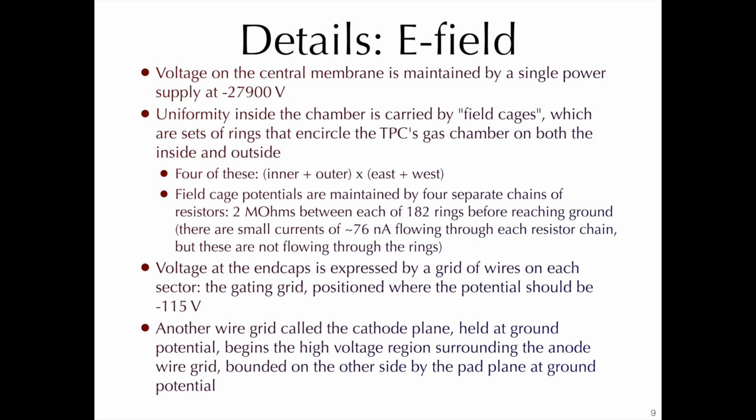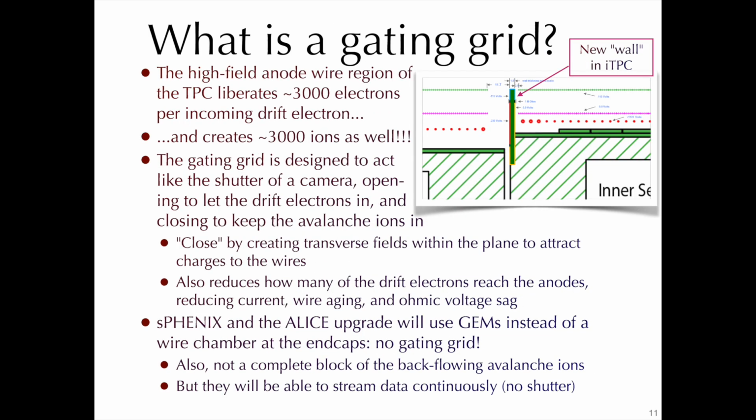Yeah, go ahead. I have one question. So you mentioned that there's a gating grid, and then we have a MWPC. Then there's also a shielding grid. What is the importance of the shielding grid, and how does it affect the field structure? So you're talking about the cathode wire plane? Is that what you're asking about? The grounded cathode wire plane?